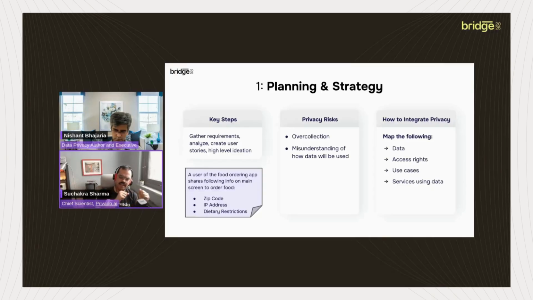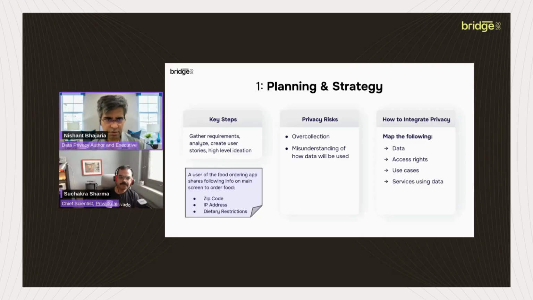Okay, we need to track analytics inside the application. Should we take the location of the person? We're just thinking about it. And at this point, it's very important to do a very thorough analysis. And I think Nishant can chip in, because the planning is the core phase of privacy that happens here.